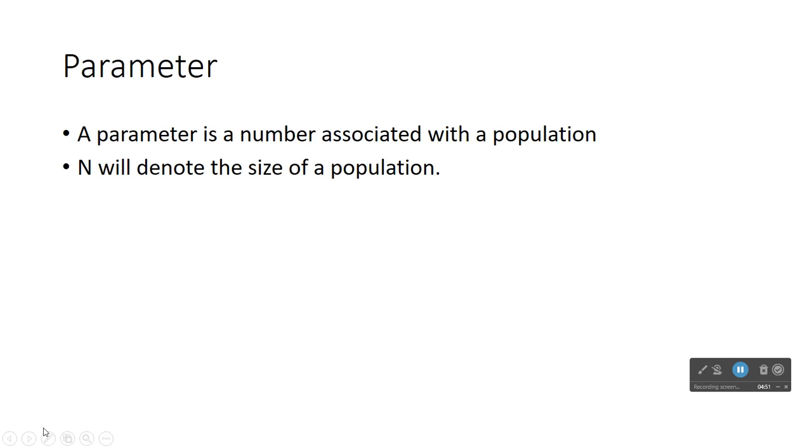A parameter is a number that's associated with a population. So not a member of a population, but with the whole population. An example of this would be, say, the size of the population. It is a parameter. That's not a particularly, well, I guess it will be important, but it helps us in getting other parameters.